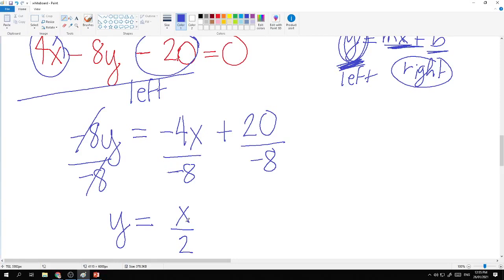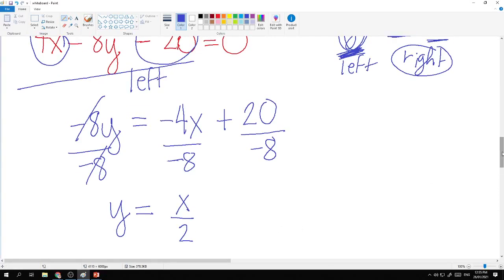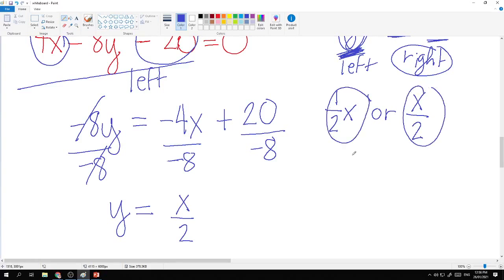Is this correct, section Galileo? So take note. 1/2 x is the same as x over 2. They have the same meaning. So if you're gonna write it this manner, it's totally right. 1/2 x. Or if you're gonna write it as x over 2, it's totally correct also. Okay? What about this?